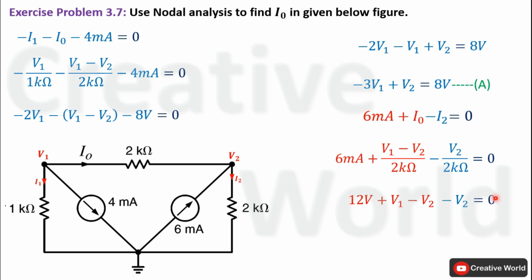Place this 12 volt on the other hand side of equal and add values having same variables together. The equation will become V1 minus 2V2 equal to minus 12 volt. We cannot further solve this equation, so leave it for now and label it as equation B. It is the second node voltage equation of this network.